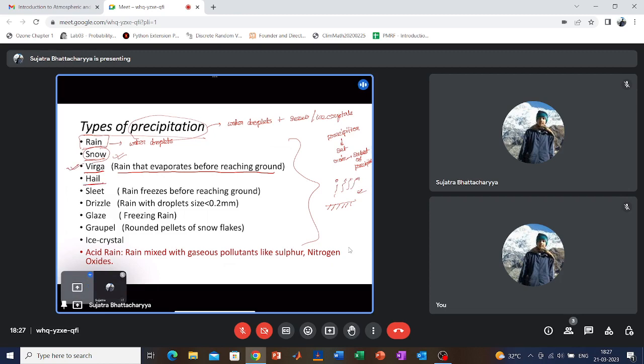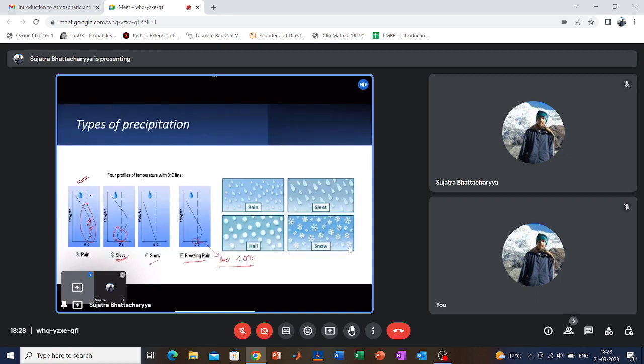Next is hail. I will discuss in detail how these hails are formed. Everyone has seen hail during thunderstorm events, particularly at this time in the Indo-Gangetic Plain belt and up to West Bengal in the northern belt, where we can find several thunderstorms and hailstorms. So why does this occur, we will see. Sleet, as I have already discussed, is rain that freezes before reaching the ground. That's why the temperature for that has to be less than the 0 degree Celsius isotherm.